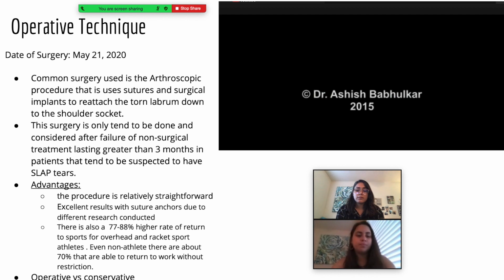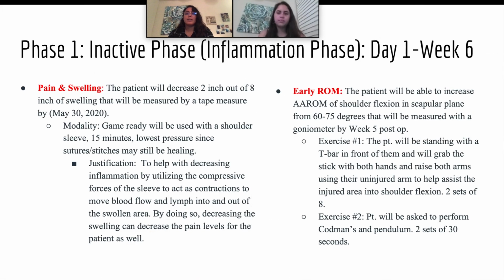full recovery. Phase 1, the inactive phase or inflammation phase, for our SLAP tear post-op. This ranges from day 1 through week 6. Our patient will be in a sling for the first 4 weeks post-operation. This is our goal for pain and swelling.